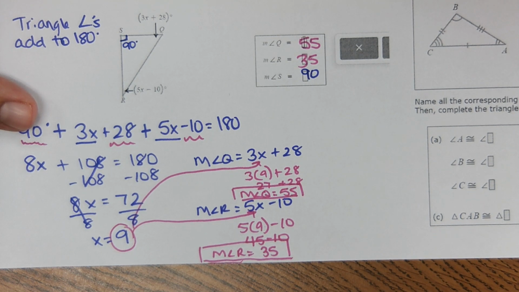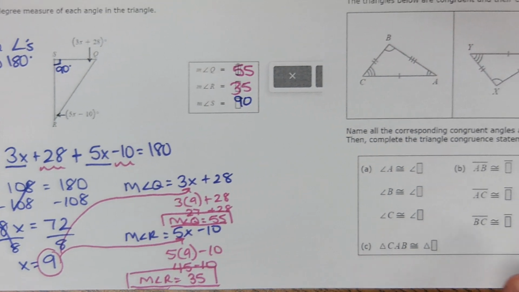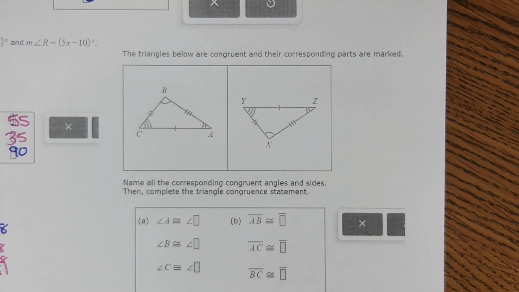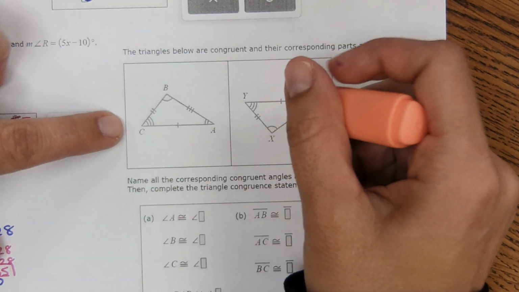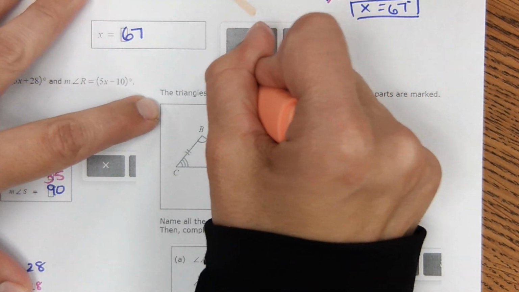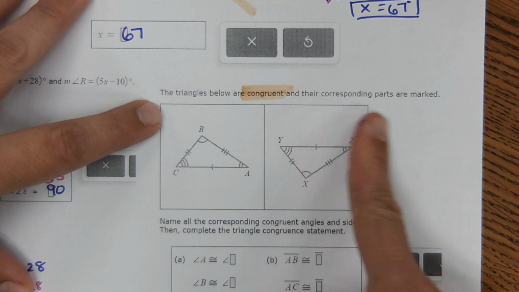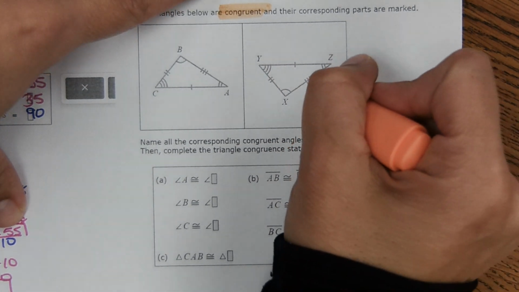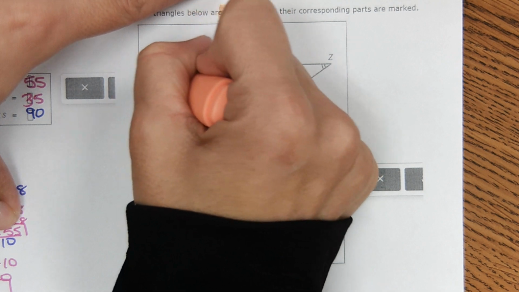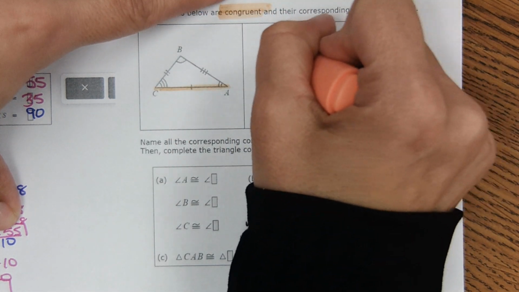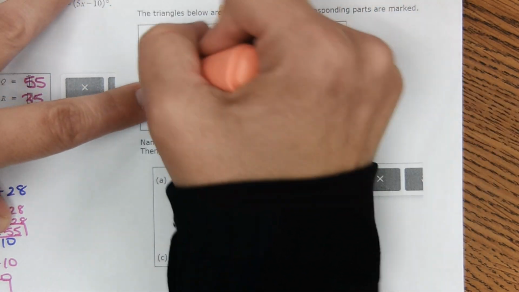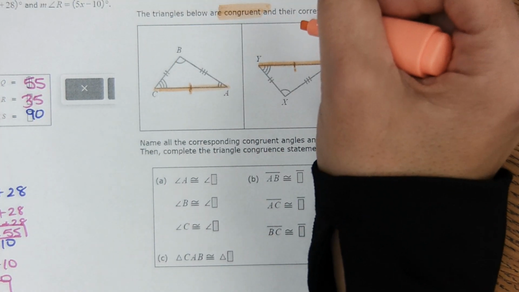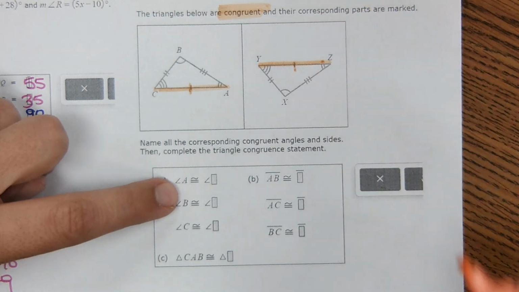Okay, the next question over here starts actually what we're going to learn today. What we're going to learn today is that if you have two congruent triangles and we're told these triangles are congruent, their corresponding parts are congruent. So that means that like AC has one line, it matches this YZ with one little mark right here. And we're going to identify all the matching parts over here. So all the angles and all the sides are congruent, and we're going to write it down.